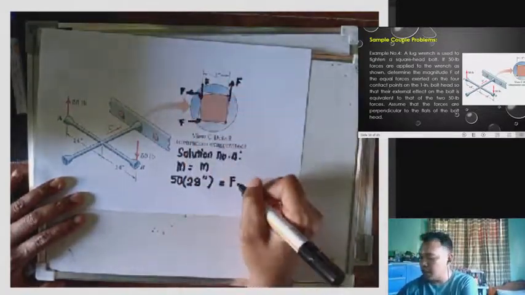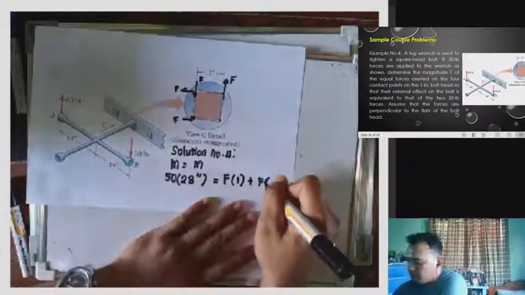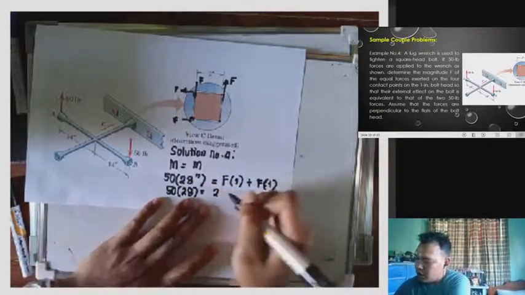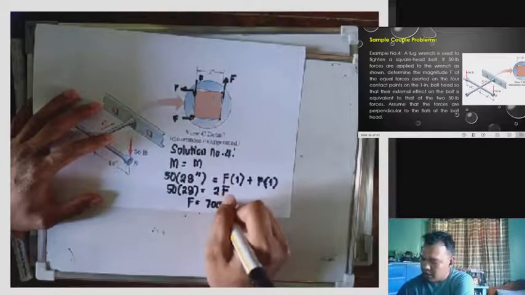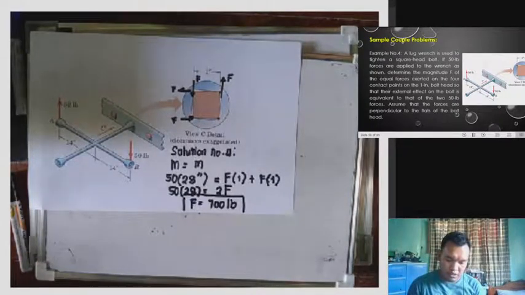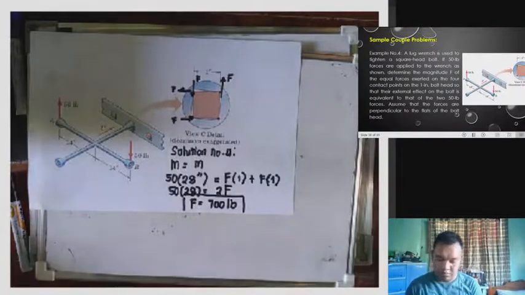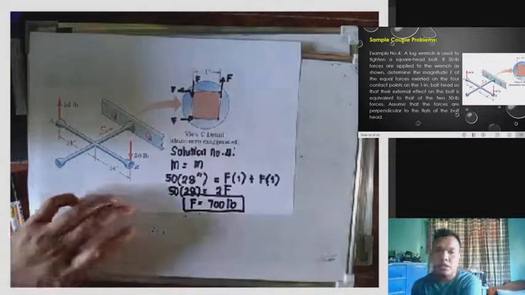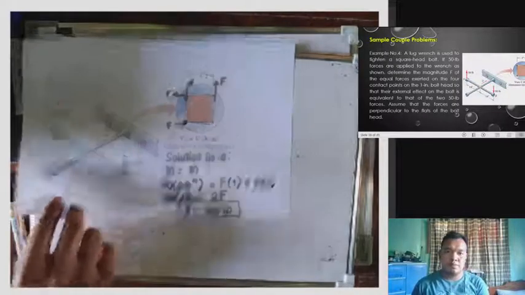No? So, force times perpendicular distance na 1 plus yung force dito, force times 1 ulit. Therefore, we have here 50 times 28 is equivalent kay 2F. Therefore, lalabas, F is equivalent kay 700 pounds. So, check natin. 500 times 28 divide 2. 700 pounds. Okay. So, ito po yung answer. 700 pounds. Like I said kanina, mahaba lang yung problem pero maliit lang din yung solution. Okay. Next problem ulit tayo.